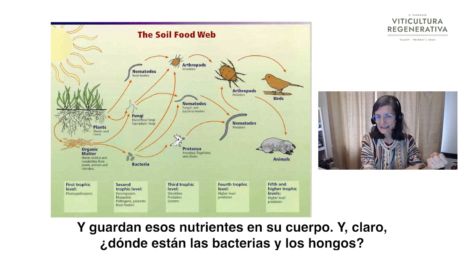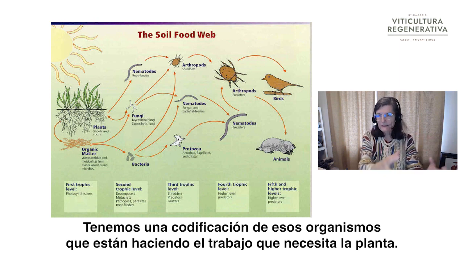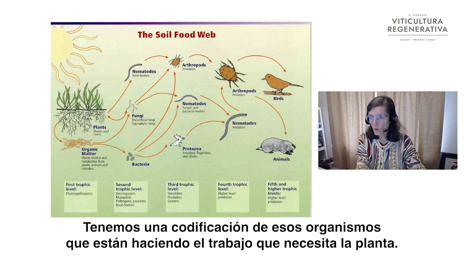Hold those nutrients in their body. And of course, where are the bacteria and fungi located? Right around the roots, because where did the exudates come from? The plant. So, a coating of these organisms that are doing the jobs that the plant's requiring.